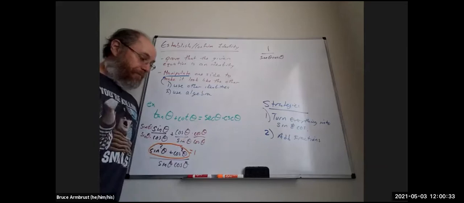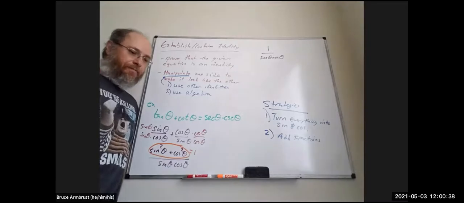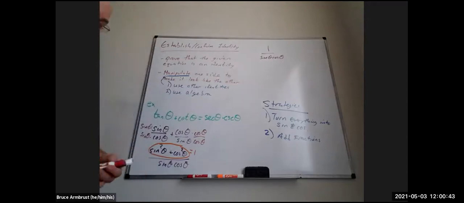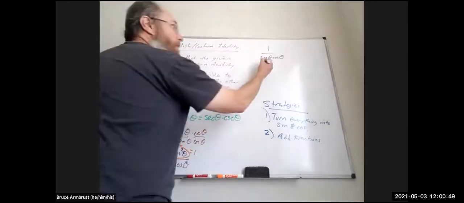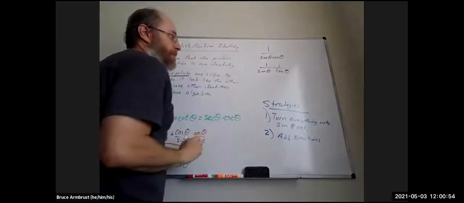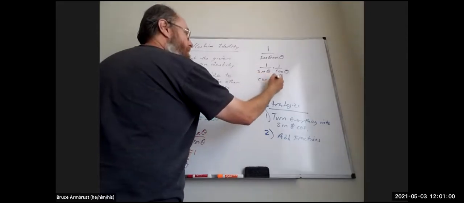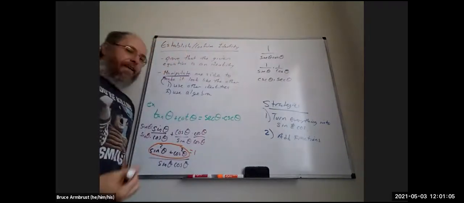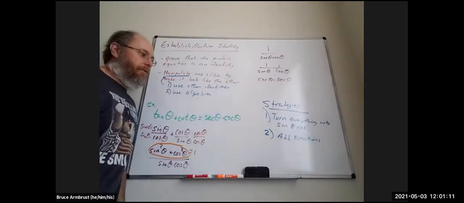Think of this as the map. We know we need to get to secant times cosecant. So the question is, is there a way I can make this secant times cosecant? And the answer is yes, and it's pretty easy. We can write this as 1 over sine times 1 over cosine. And now use the Pythagorean identities. 1 over sine is cosecant. 1 over cosine is secant. And I think that's good enough. We all know multiplication is commutative. You can write it in any order.